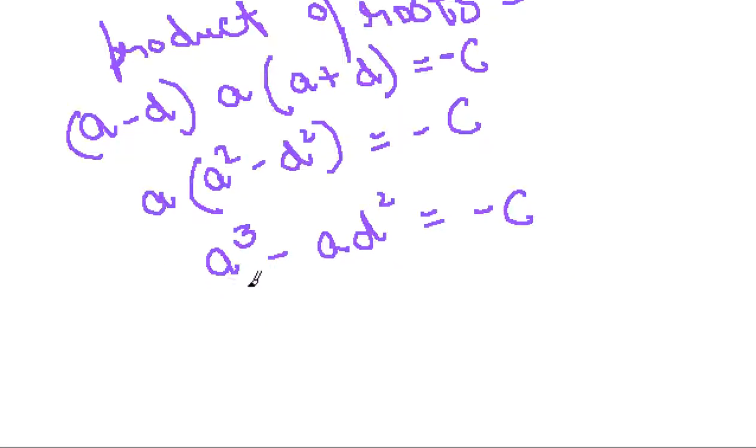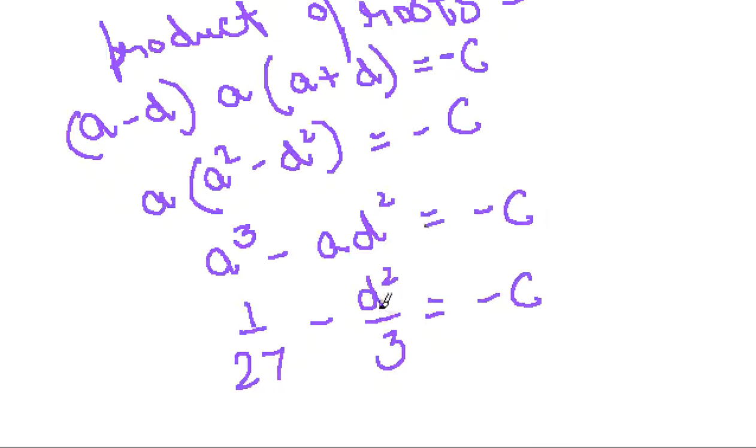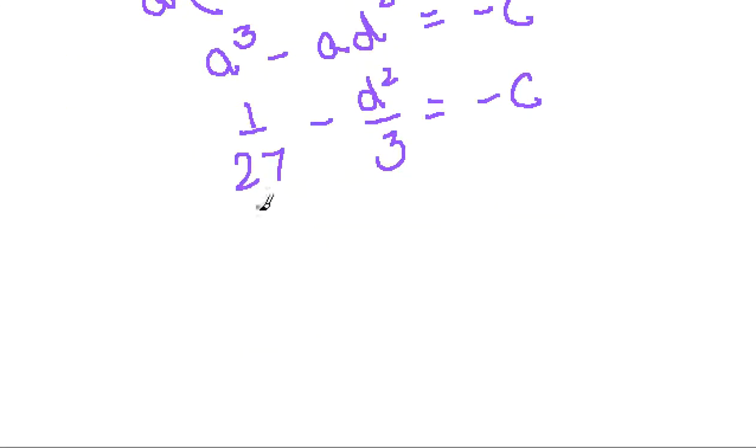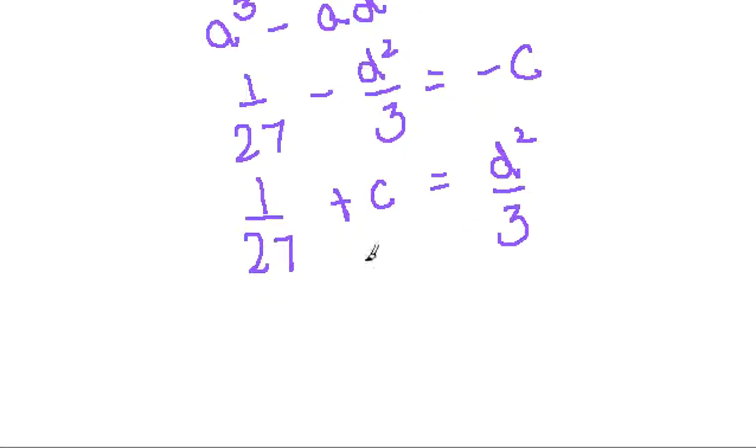Now we put again a equal to 1 upon 3. So 1 upon 3 cube is 1 upon 27 minus d square by 3 equal to minus c. We bring c here and d square by 3 here. So we will have 1 upon 27 plus c equal to d square by 3. Now we multiply the whole equation by 3 to get 1 upon 9 plus 3c equal to d square.